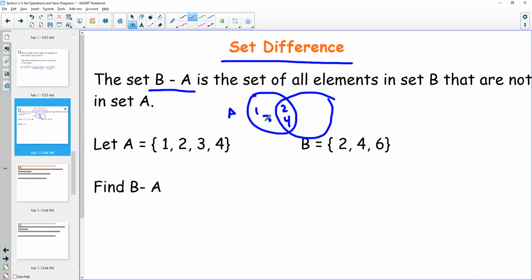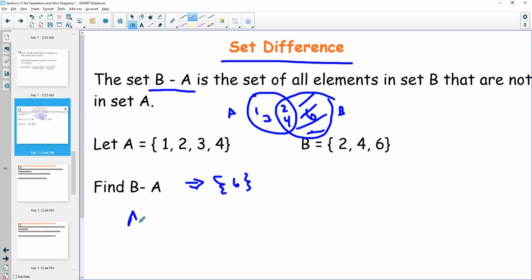1 and 3, and all I get over here for B is the 6. So B minus A are the things in B that are not included in the overlap. In this case, all that's not included there is just 6, right? It's this section, this outside. If I was shading, I would shade this part.